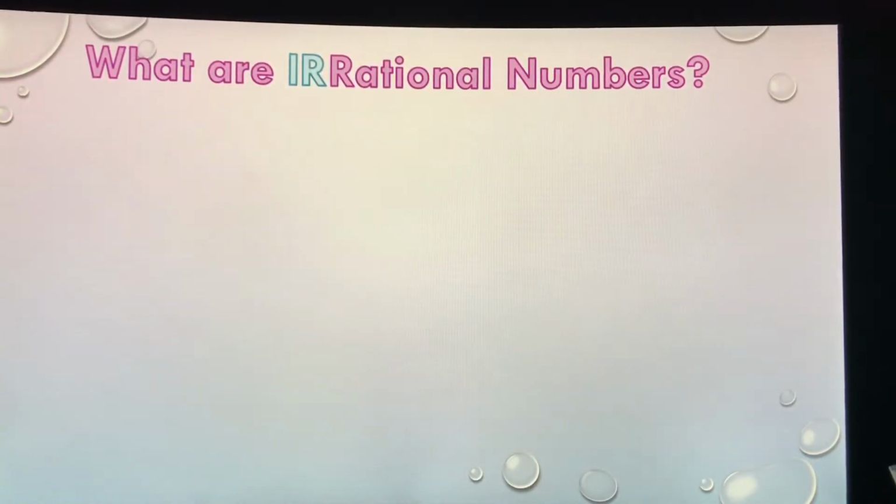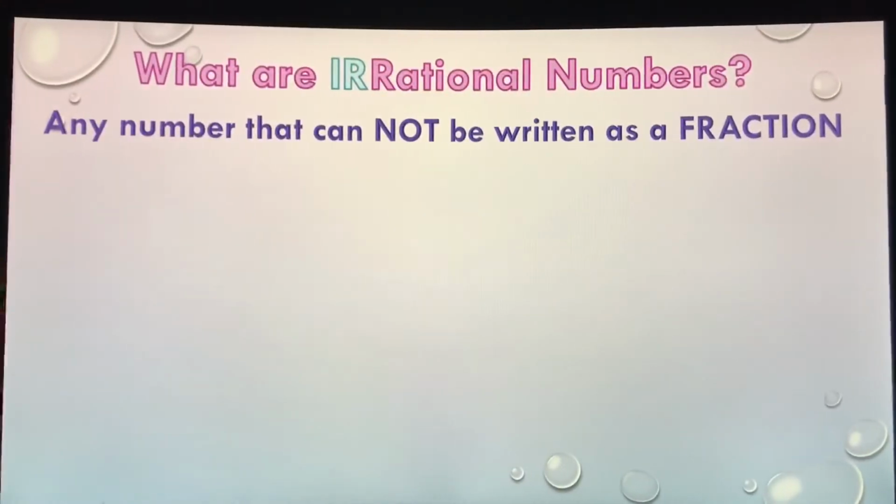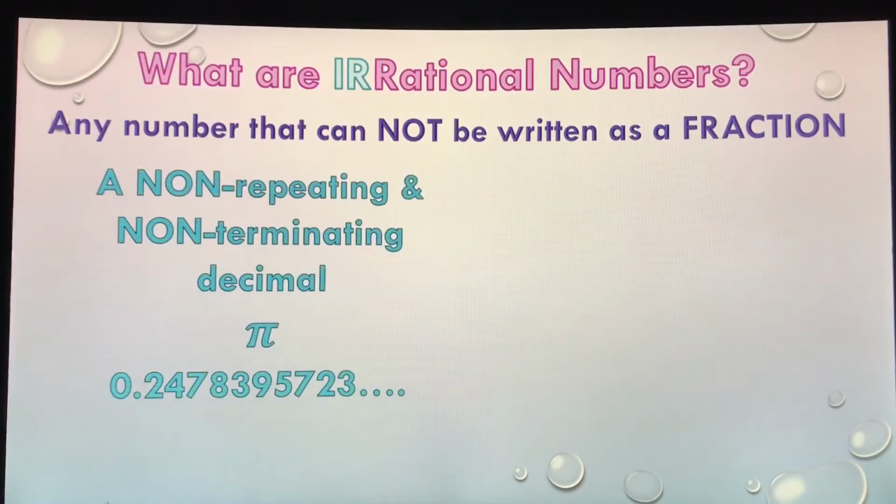So if that's what a rational number is, what is an irrational number? I say irrational so that you're understanding the I. Some people say irrational, which is fine as well, but I emphasize that I. So basically, an irrational number is any number that cannot be written as a fraction. I cannot change it into a fraction. What is that? Well, a non-repeating and non-terminating decimal. They both have to be that.